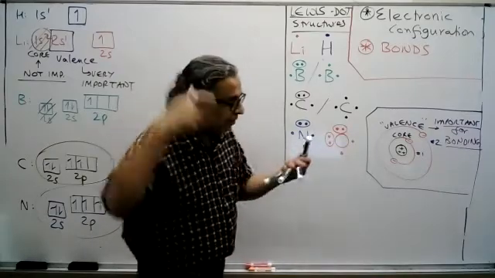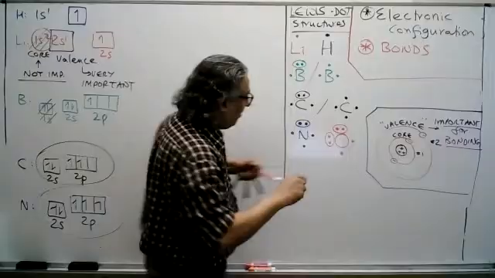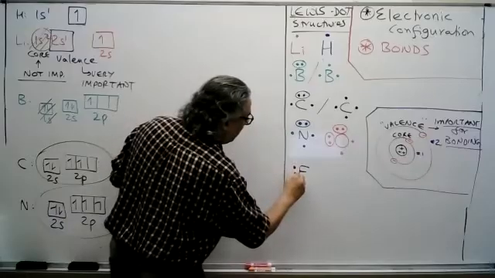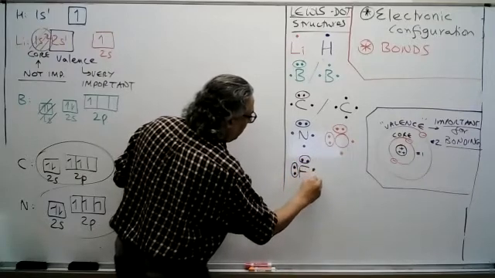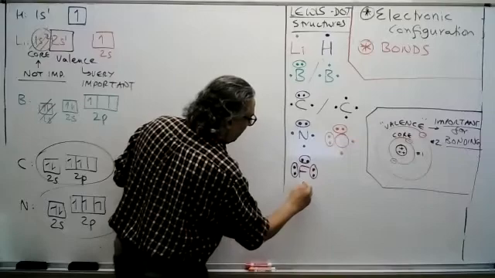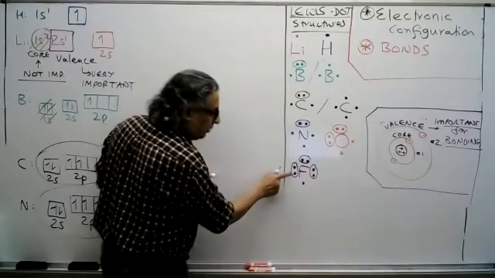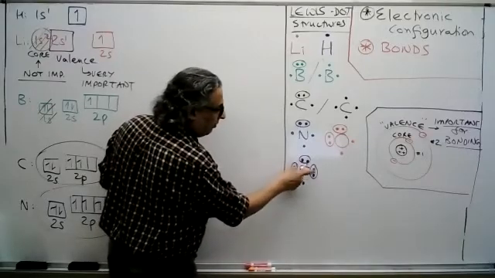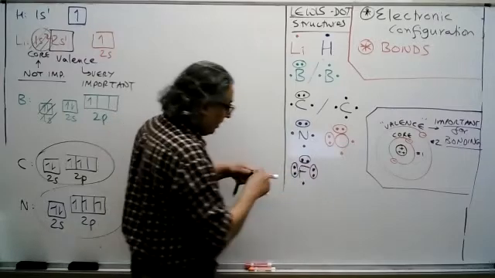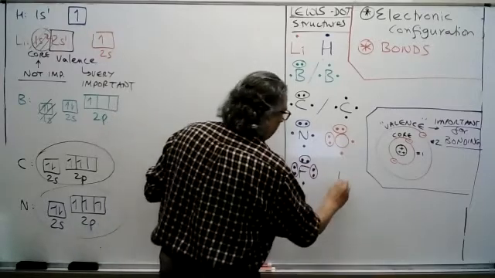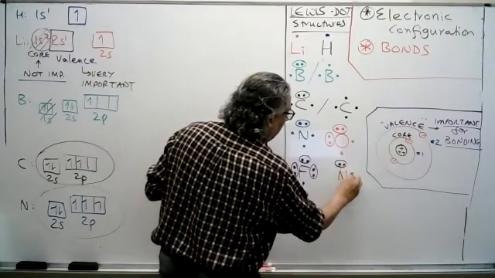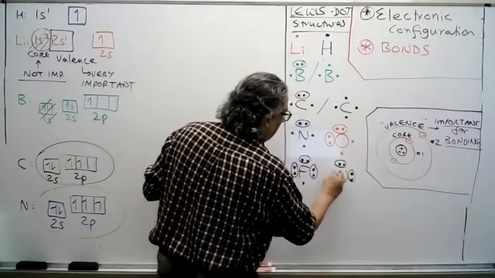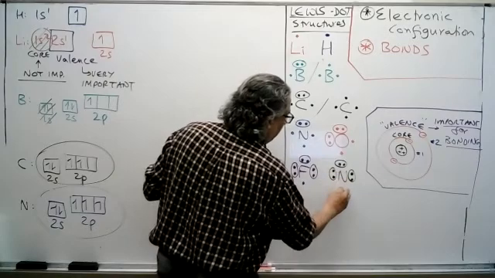Make sure that you're following up on the math. Fluorine, pair, pair, pair, single. 1s2, 2s2, 2p, 1, 2, 3, 4, 5. Neon, pair, pair, pair.